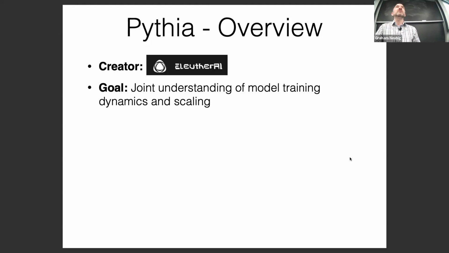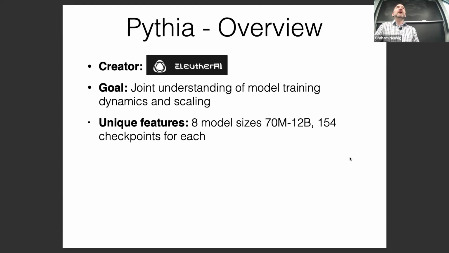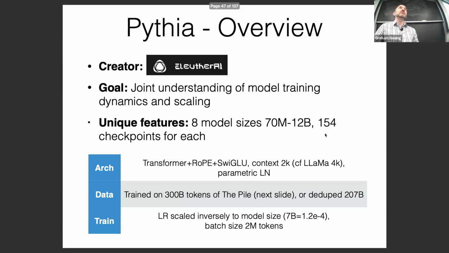And so from that point of view, they released 8 model sizes from 70 million parameters to 12 billion parameters. For each model size, they have 154 checkpoints throughout the training process. So they basically trained on 300 billion tokens and made checkpoints periodically during that training process. So you can do interesting things like ask, how quickly do small models learn things? How quickly do large models learn things, and other stuff like that?